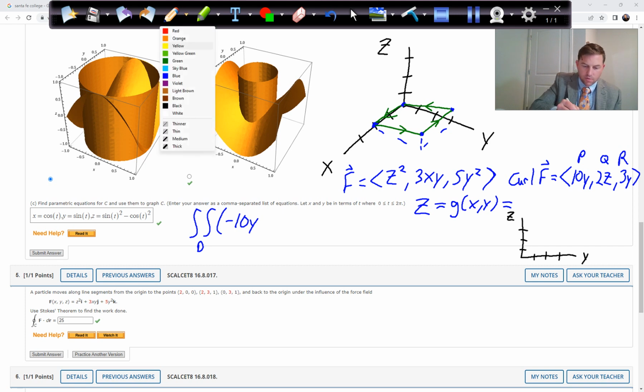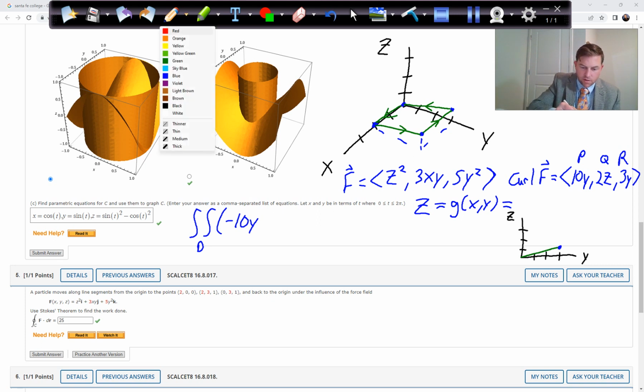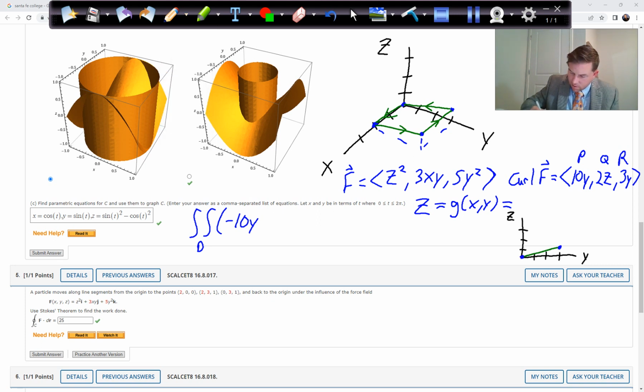That blue dot over there is 1 unit in the z and 3 in the y. So the equation for this line is very simple. It is the equation z is equal to 1/3 y. So it's basically a slope of 1 over 3 in the y direction. So that is going to be our g of x, y, is 1/3 y.